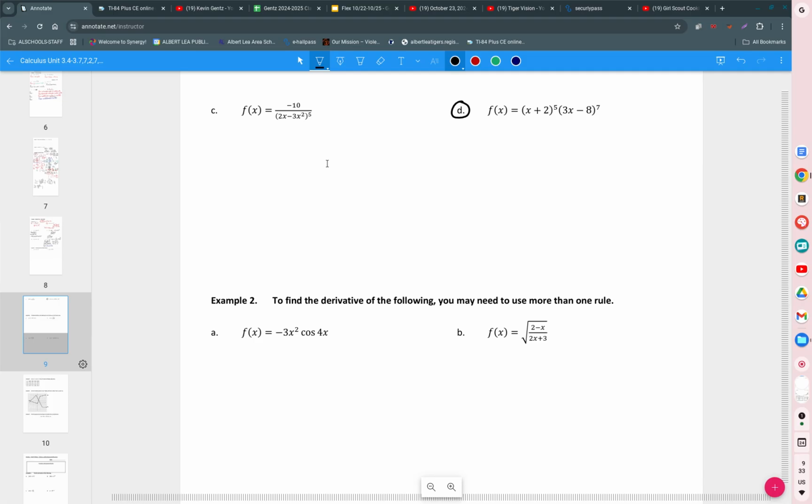Let's move to problem D. Talk to the person next to you. How do you think we approach this problem? Okay, go, talk. How do you think we approach this problem? Problem D. What do you think? At least 2 of them.